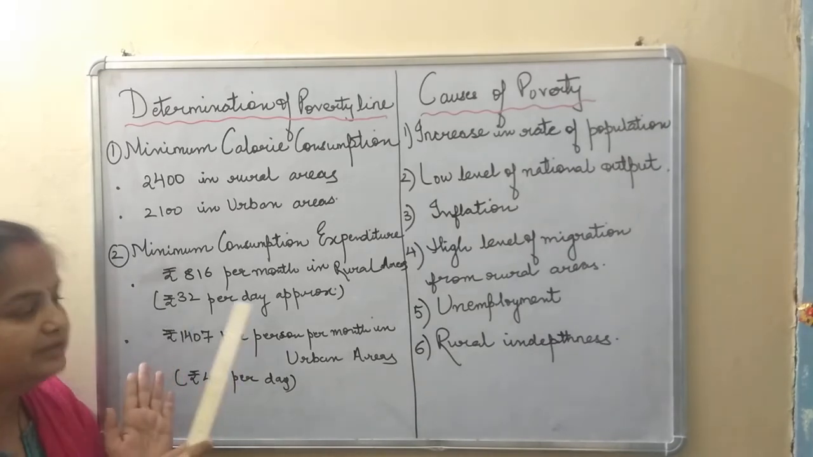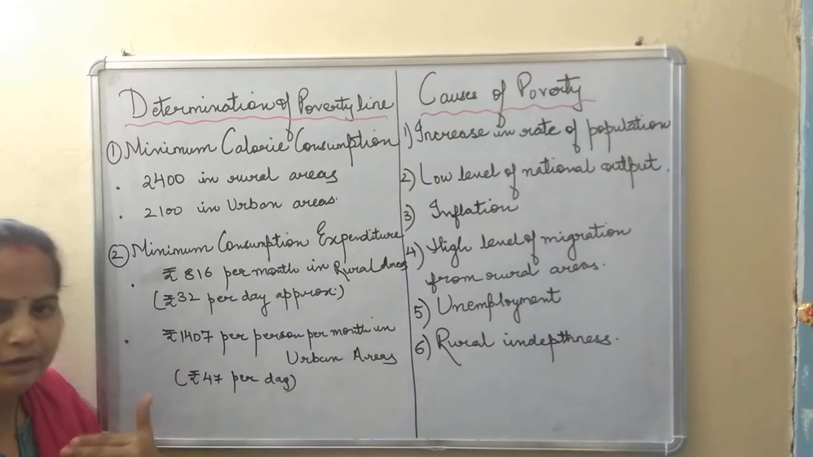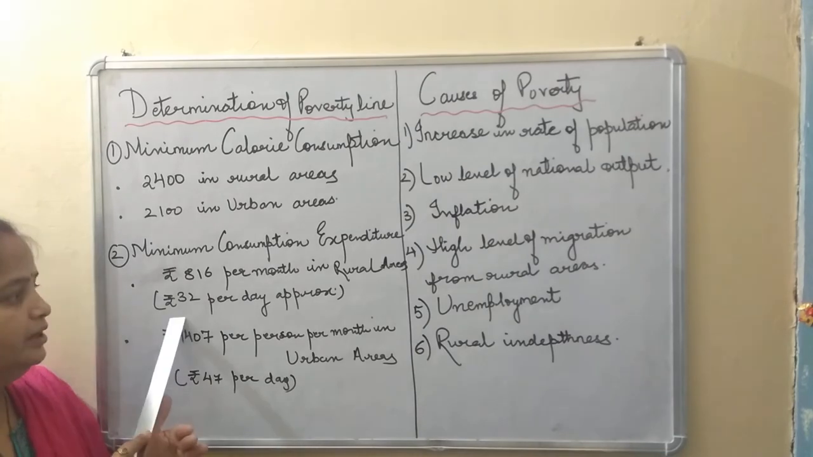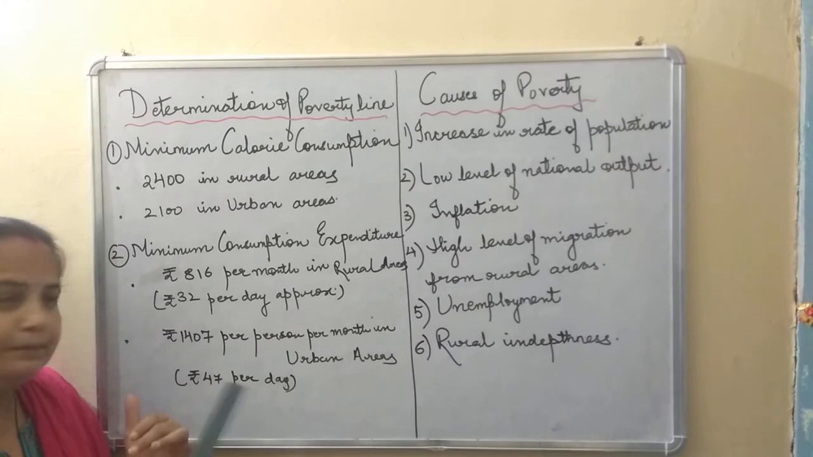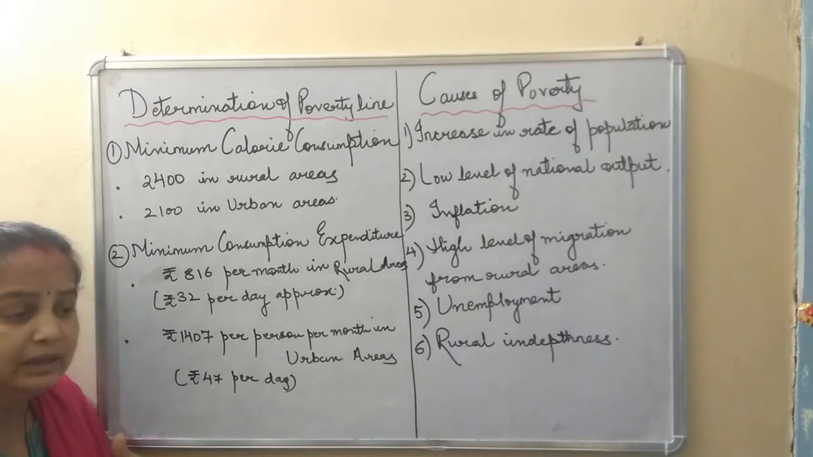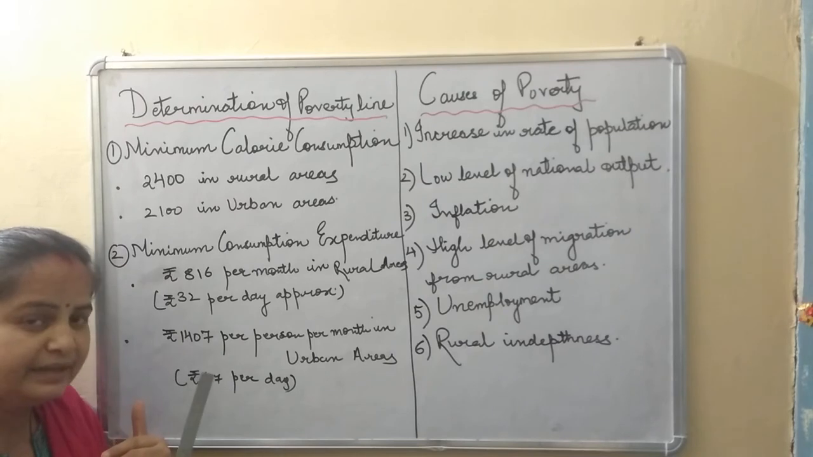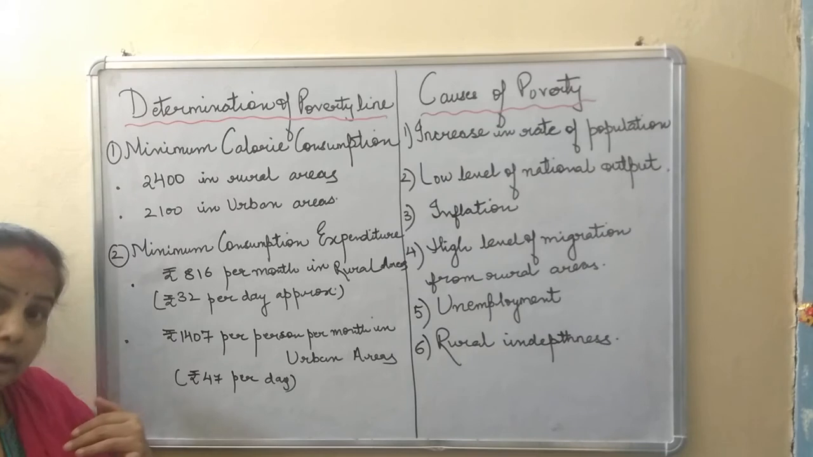Now that doesn't mean that 32 multiplied by 30 comes to 816. This is an approximate figure; on the basis of day-to-day expenditure the government has calculated. So 32 rupees per day per person approximately. If that person is not able to spend, मतलब मैं खर्च नहीं कर सकती, if I am in a rural area, then I am categorized as poor. Getting it? Second is in urban areas.